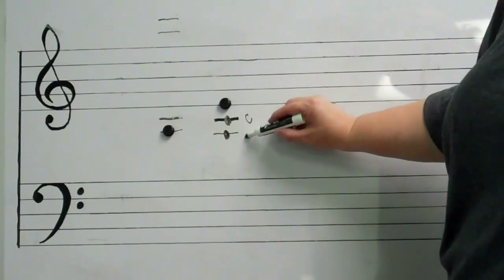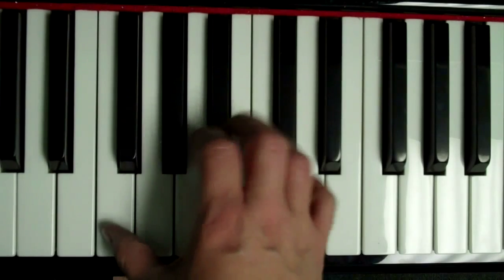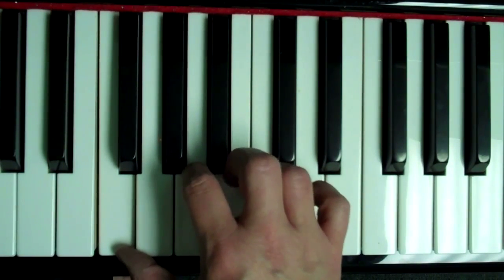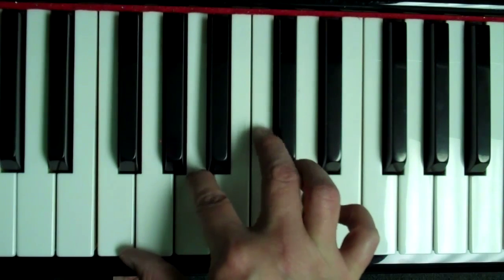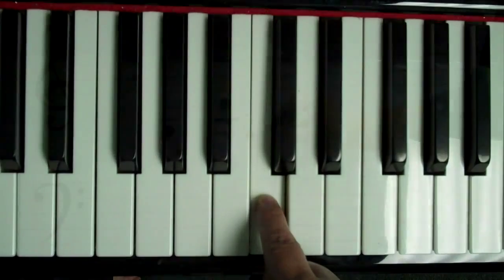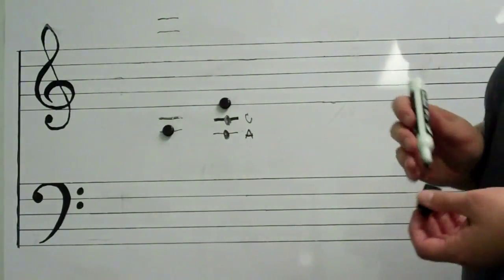The top of the treble staff is an F, so a skip above that, or one ledger line above the staff, would be A, and two skips, or two ledger lines, above the treble staff would be C. Works the same way on top.